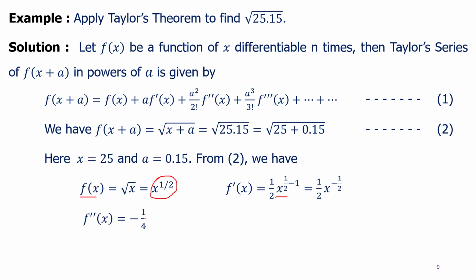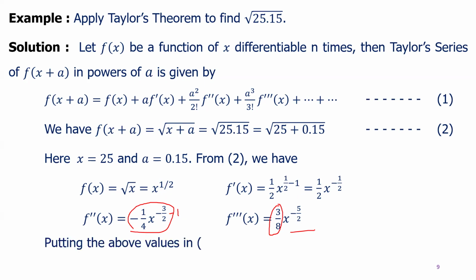Similarly, if we differentiate twice, f double dash of x, the derivative of x to the power minus 1 by 2 into 1 by 2 is 1 by 2 into minus 1 by 2, which is minus 1 by 4, and x to the power minus 1 by 2 minus 1, which is minus 3 by 2. Similarly, if we again differentiate this term with respect to x, minus 1 by 4 into minus 3 by 2 is 3 by 8, and x to the power minus 3 by 2 minus 1, which is minus 5 by 2.